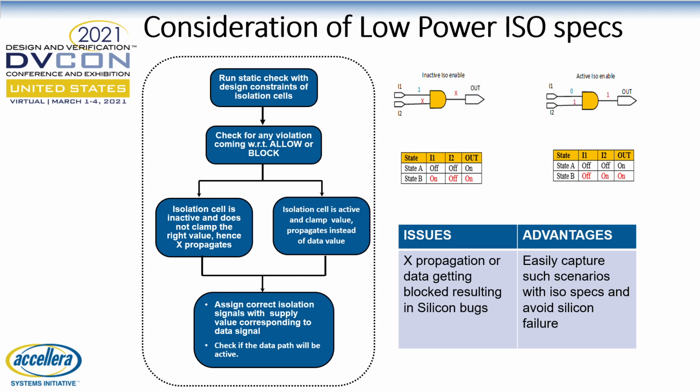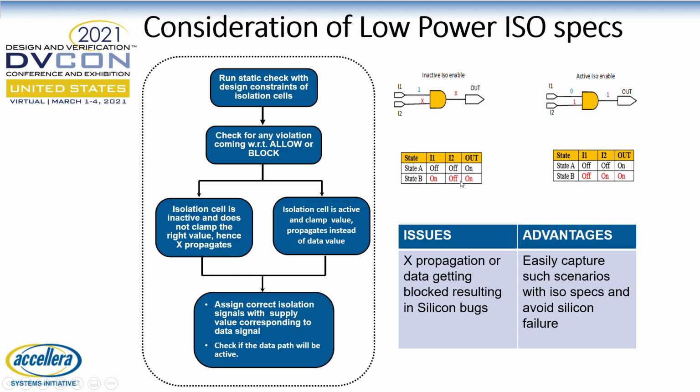So with this design constraint information, we can statically catch issues where an isolation is allowing the corrupt data to pass from off to on domain, or blocking the valid data from on to on domain, based on the given PST combination. So if we see the state tables here, we can check each of the errors one by one. For example, the first one has the allow error reflected in red.